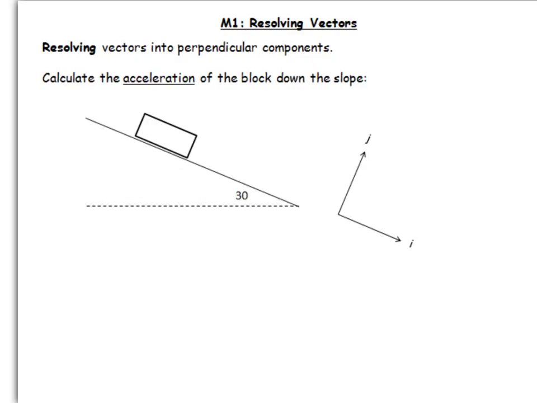Okay, so this is why it's useful to use i, j and k and not x, y, z, because we can change the direction of them. Because we're dealing with a slope, we're going to change it so the positive i direction is down the slope, and the positive j direction is up, out of the slope. We can see here our slope is angled at 30 degrees.